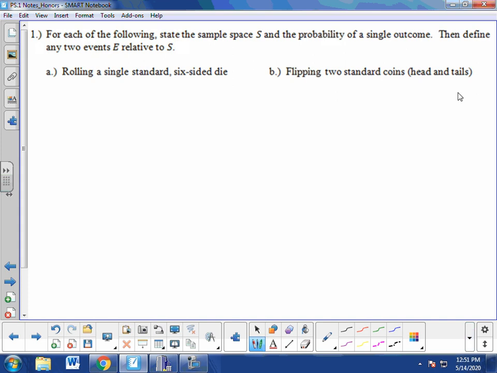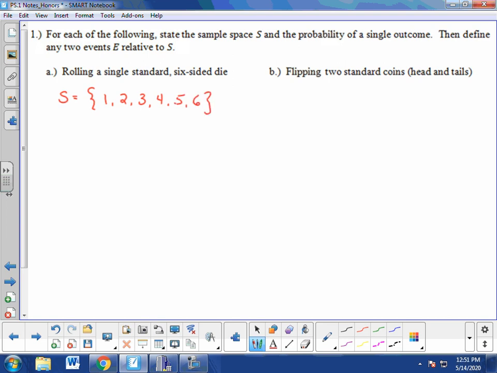So the sample space, let's back that up. The experiment would be rolling the die. The outcomes would be what number comes from rolling the die. So the sample space then would be the set of all possible options. You could roll a 1, a 2, a 3, a 4, a 5, or a 6.